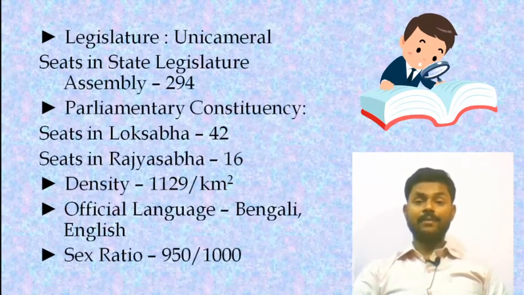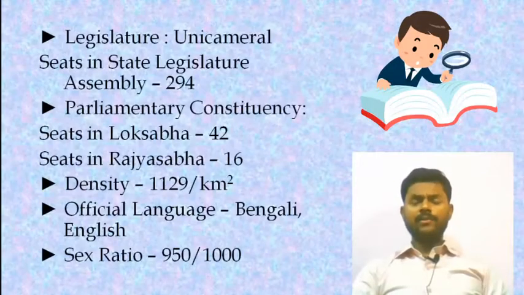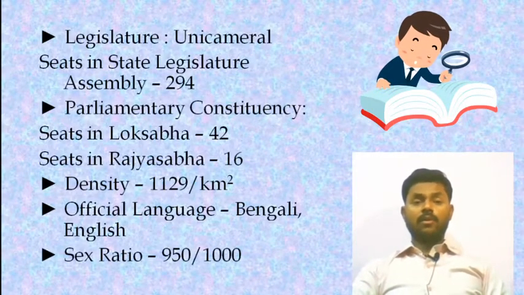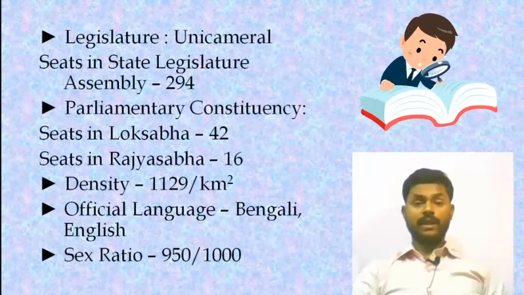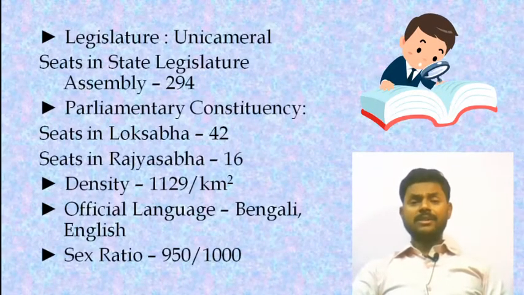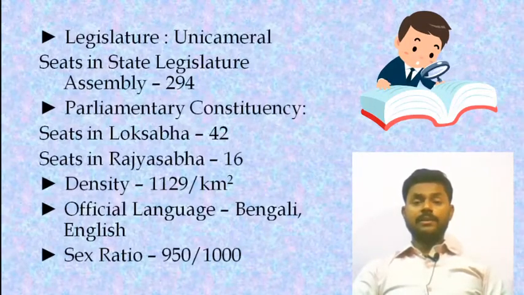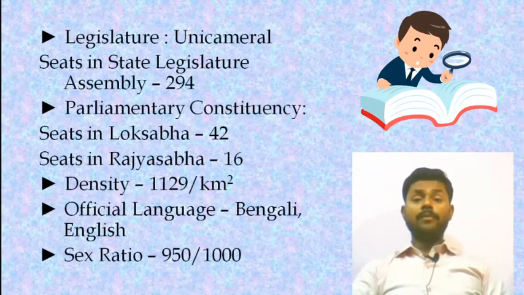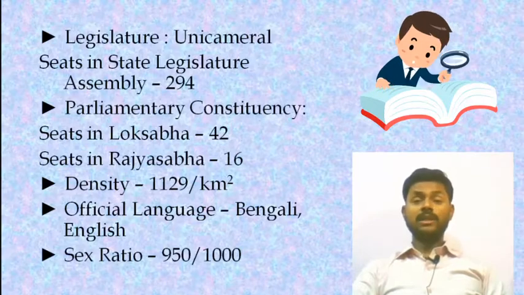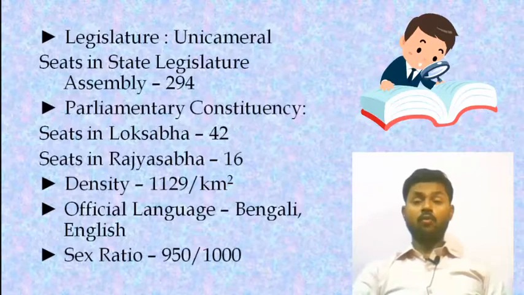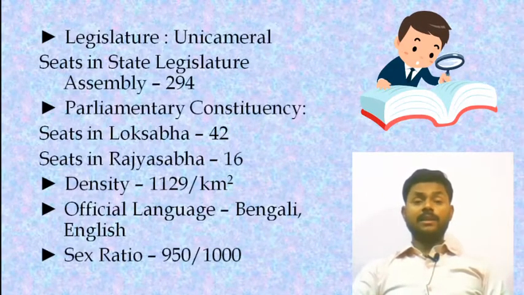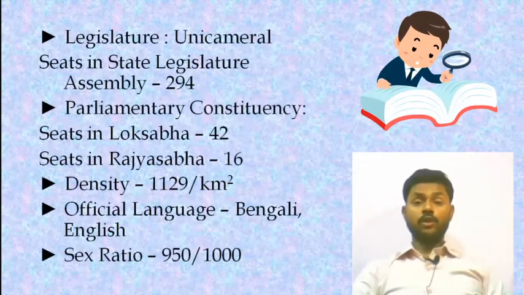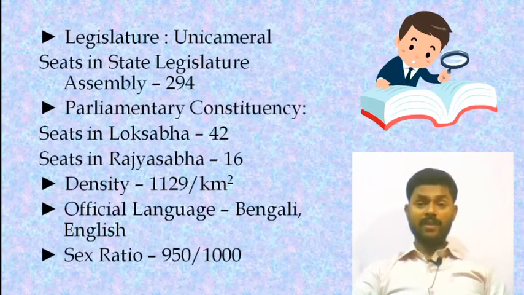Bengali is the official language of West Bengal, and English is also an official language, or you can say the additional official language of West Bengal is English. Now, the sex ratio of West Bengal. It means the number of women per 1000 men. So the number of women is 950 per 1000 men. So you can say in West Bengal the sex ratio is 950 women per 1000 men.